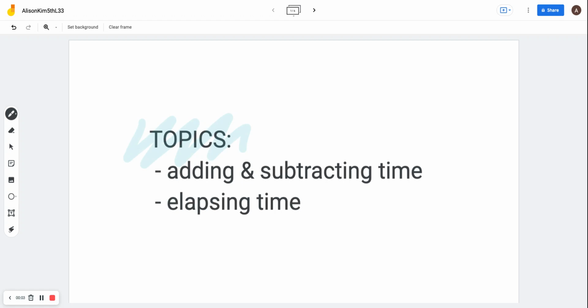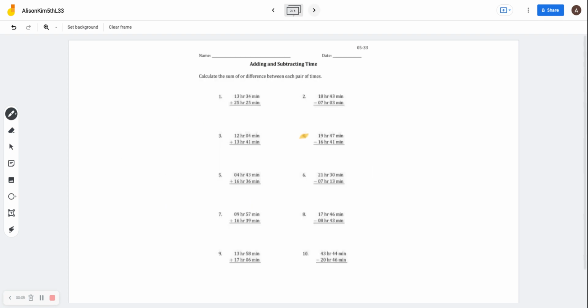Hi, fifth graders. Today's topics are going to be adding and subtracting time and elapsed time. So we're going to start off with the basics of adding and subtracting time. It's the same thing as just adding and subtracting, but in this case, you have to pay attention to the units. So let's start off with the minutes first.